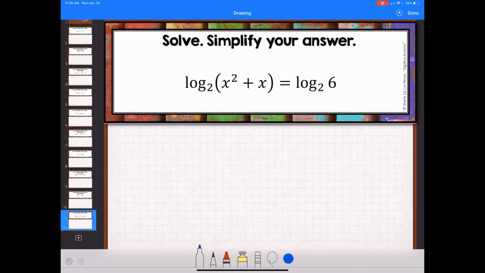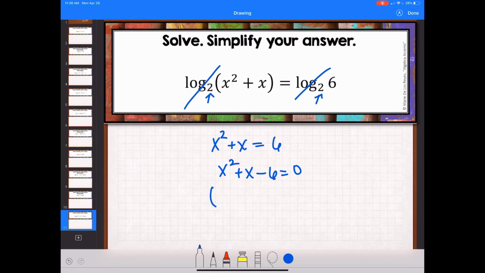Okay, since these are both log of base 2, we can cancel. Now we have x squared plus x equals 6. This is a quadratic equation, so we're going to need to solve. So x squared plus x minus 6 equals 0. And you can solve this using the quadratic formula. You can graph it. I'm going to solve it by factoring. So there's many ways to solve quadratic equations.